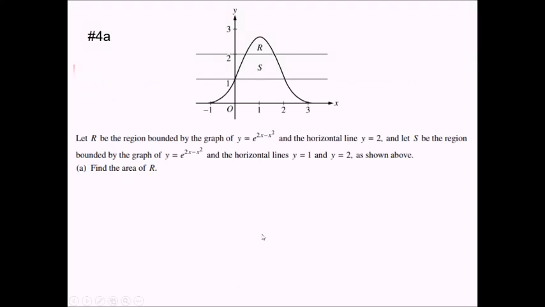For this calculator-based free response, we are given this R region here and also an S region. And let's see here. We've got the equation y equals e to the 2x minus x squared. That's this curve here. We've got some horizontal lines through y equals 2 and y equals 1. So based off of all this, we want to find the area of R.